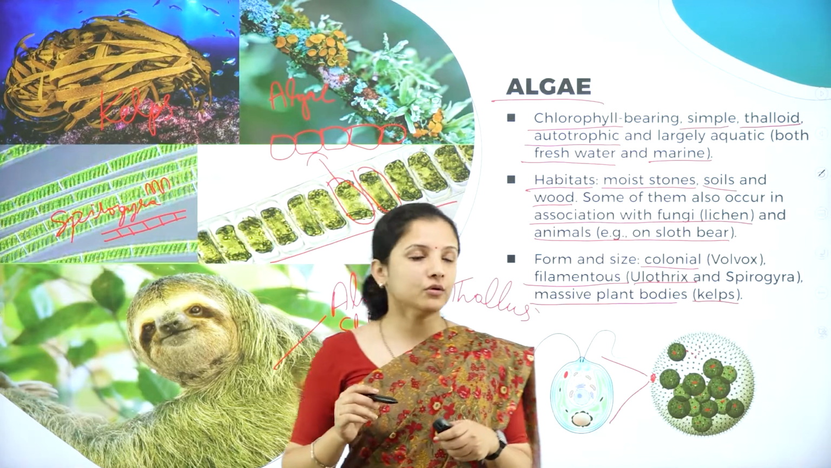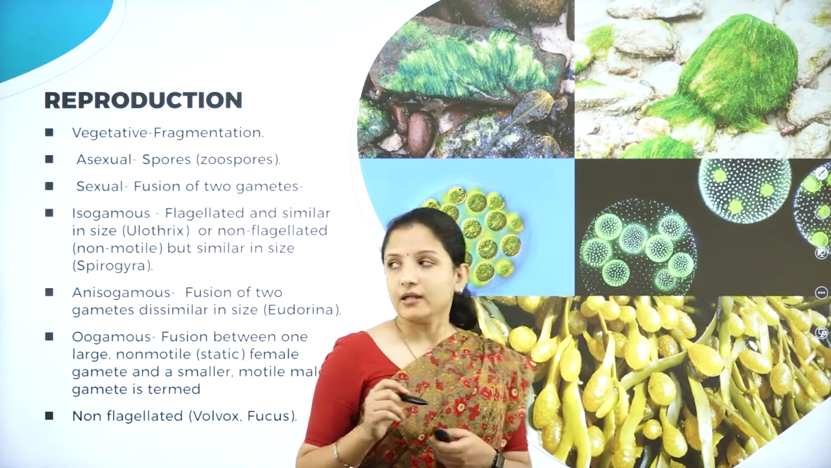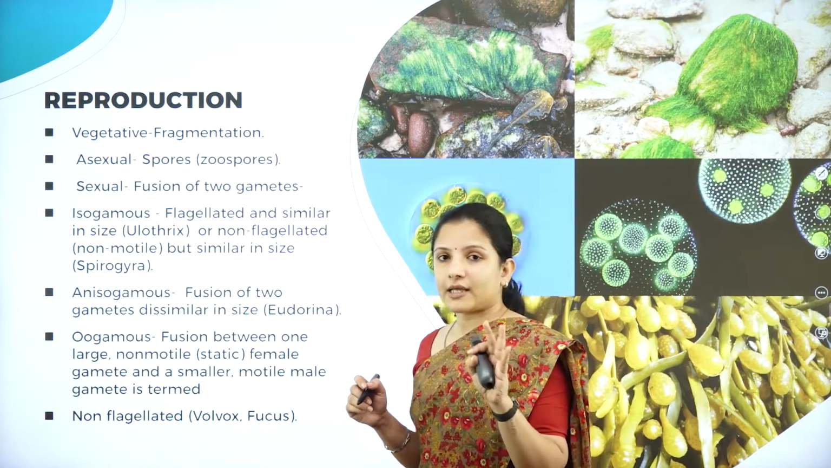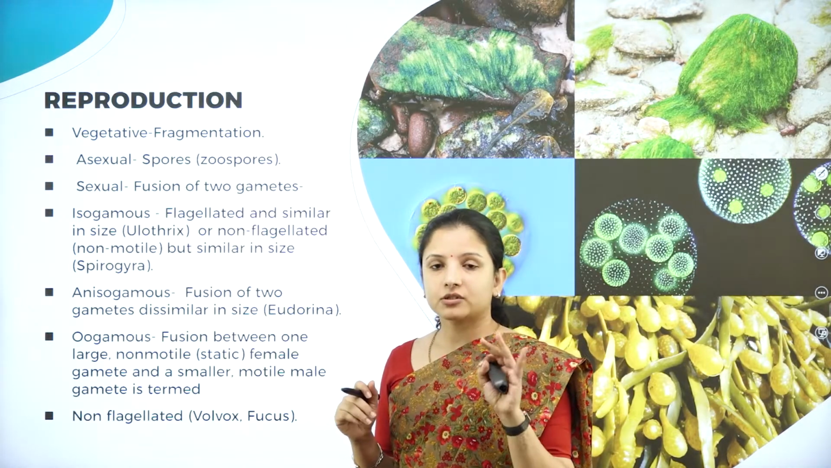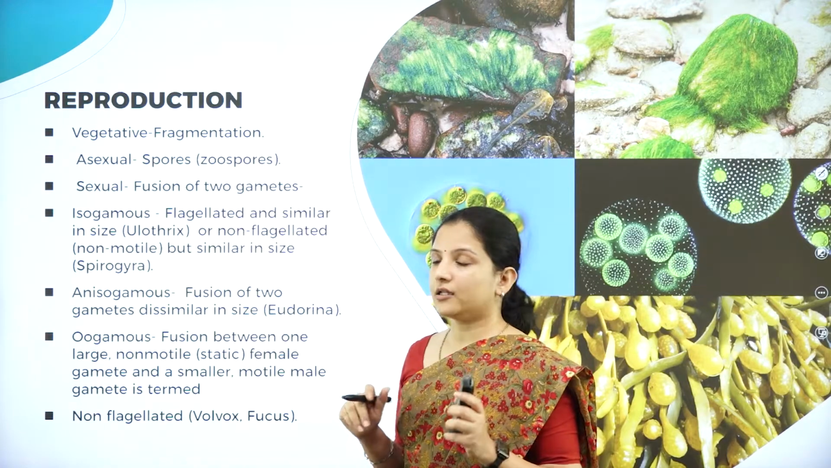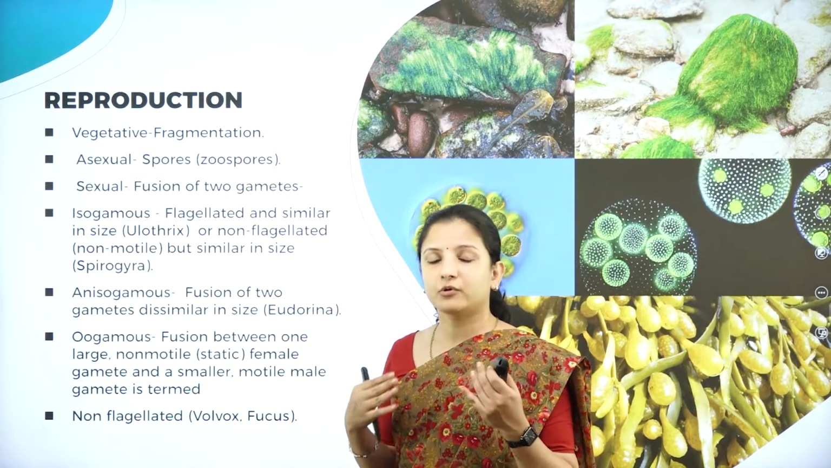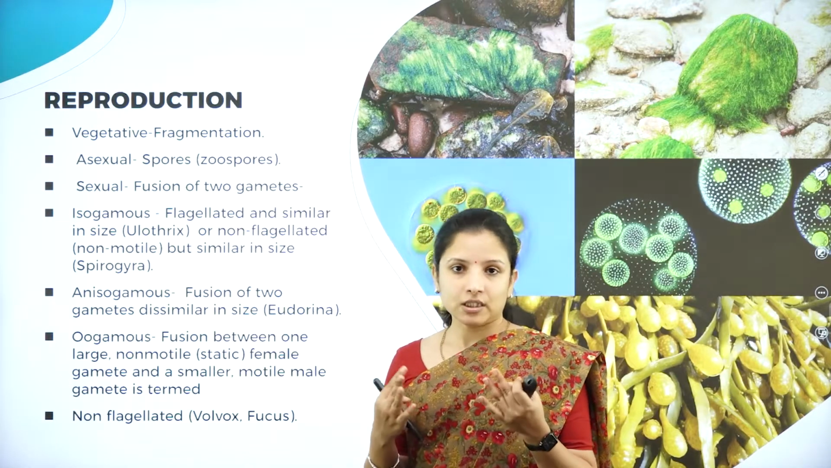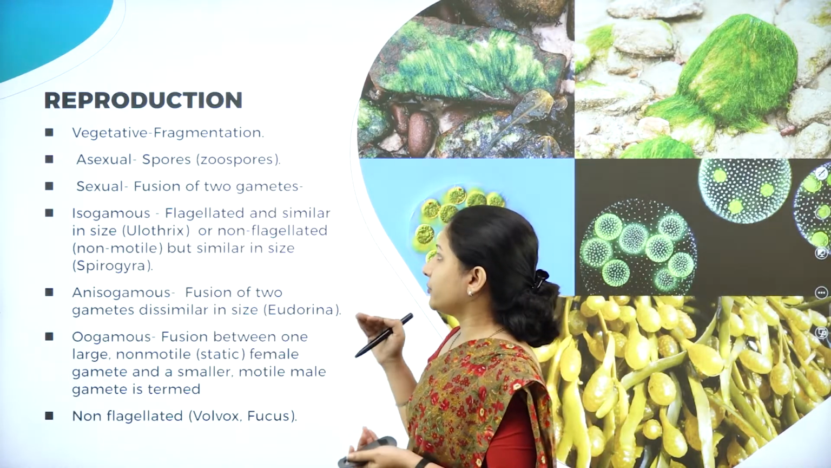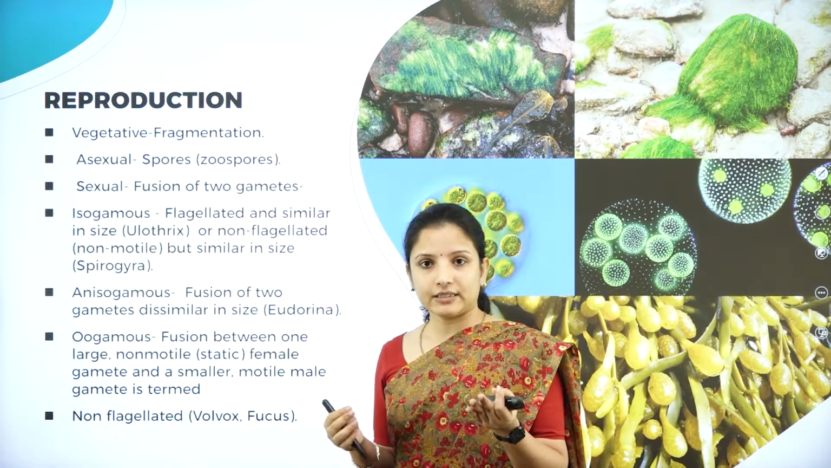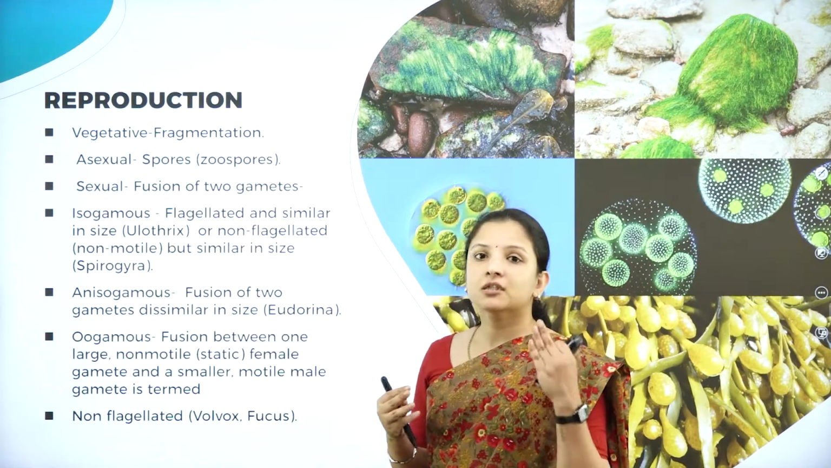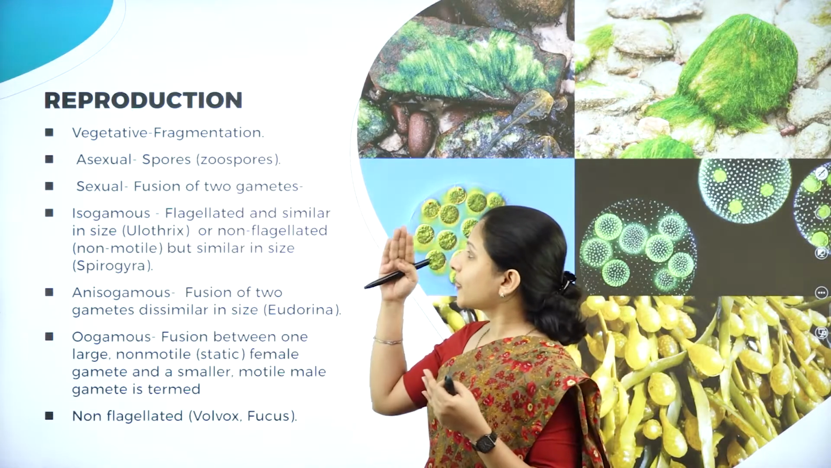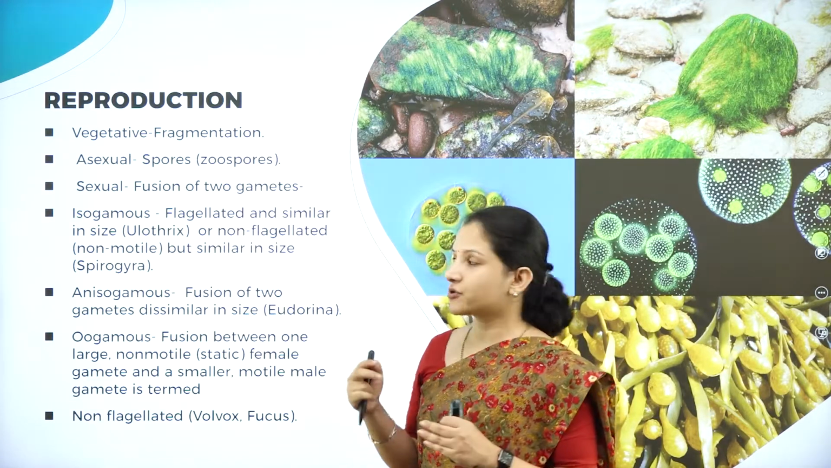So moving on to the next important characteristic, we shall study reproduction. In the exam, if they ask you to write the general characteristics of algae, then whatever I mentioned previously about the habitat and the body structure, all that you can write. So next, moving on to reproduction. Reproduction in algae is usually of 3 types: vegetative reproduction, asexual reproduction, and sexual reproduction.